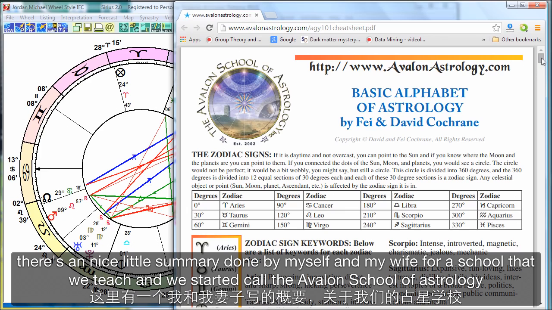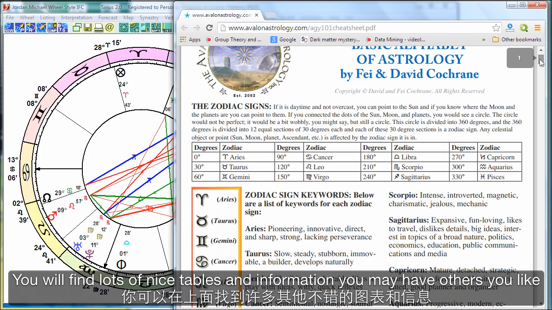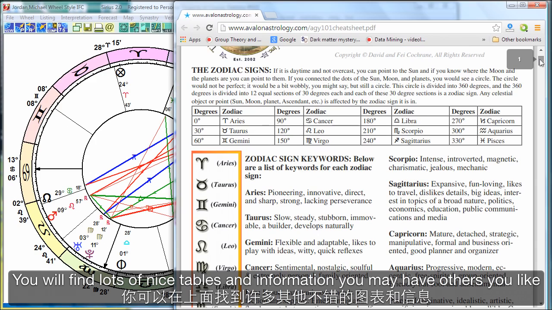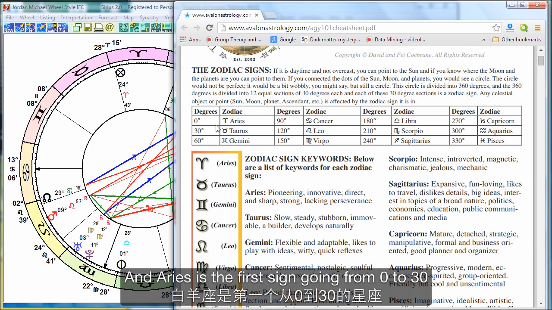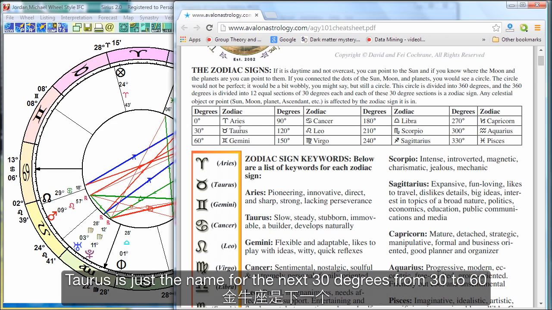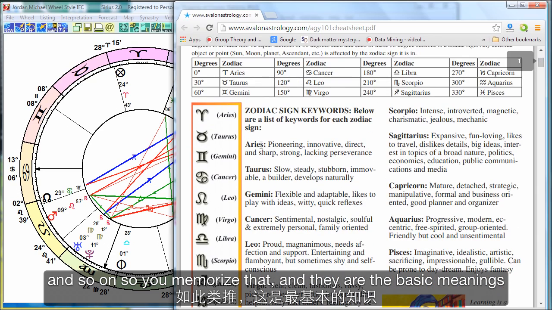There's a nice little summary done by myself and my wife for a school that we teach at, that we started, called the Avalon School of Astrology. You'll find lots of nice tables and information. You may have others that you like, but here's one, and there's the glyphs. If you don't know them, you can memorize them. And Aries is the first sign, going from 0 to 30. Taurus is just a name for the next 30 degrees, from 30 to 60, and so on. So you memorize that.